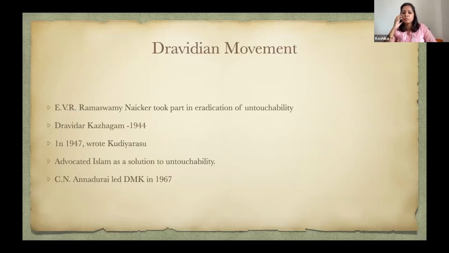Next is the Dravidian movement. As a lot of us know, E.V.R. Ramaswamy Naikar, most famously called Periyar, during the Dravidian movement, was a Congressman, but he left Congress and joined the Justice League, and then he became part of the Dravidar Kazhagam in 1944. In his position, he really fought against untouchability.